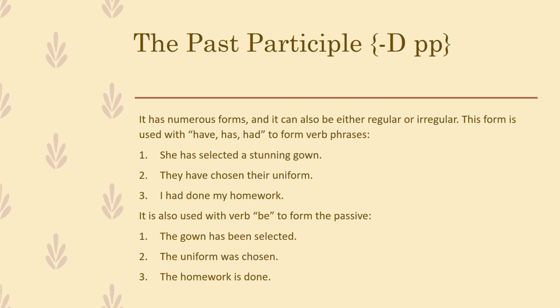It can also be found with the auxiliary be in the passive form. Unlike the past tense, if we find the past tense with an auxiliary, we consider it an adjective. But in the past participle form, if it is found with auxiliary be or any other auxiliary, it is what? Past participle. The gown has been selected, the uniform was chosen, the homework is done, the laptop is broken, and others. Okay.